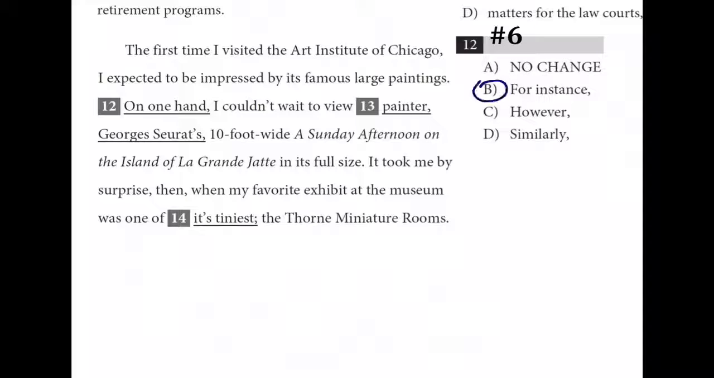Number 12. B. For instance. Because it clarifies that the sentence, which mentions a specific large-scale painting at the Art Institute of Chicago, is an example supporting the preceding claim about large-scale paintings.